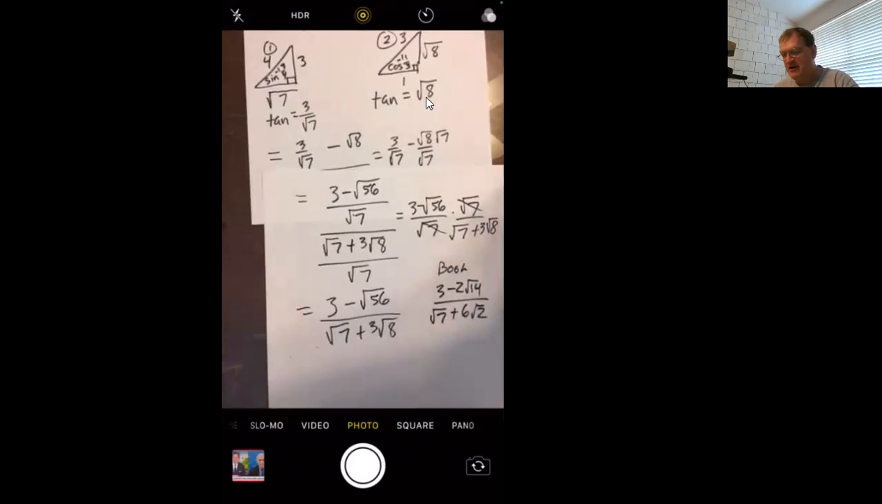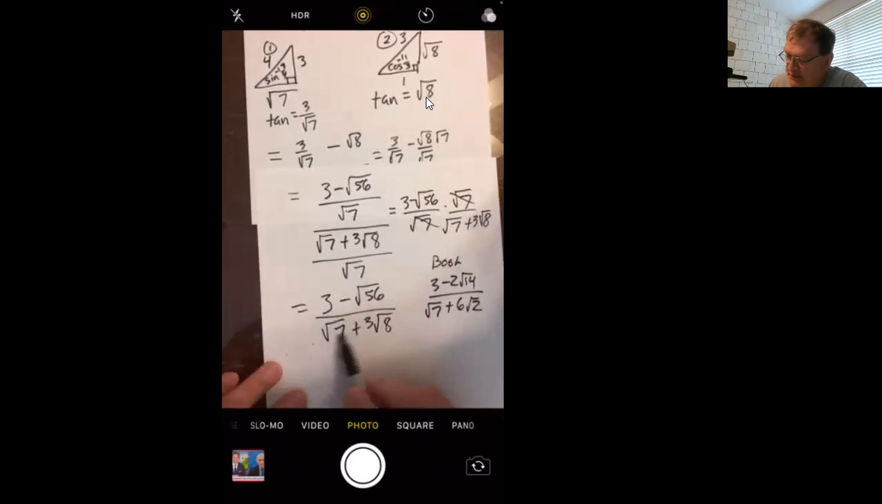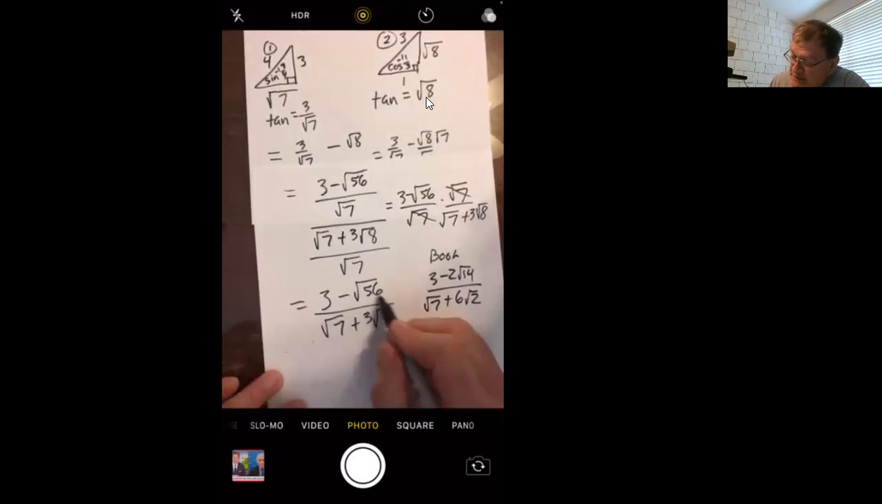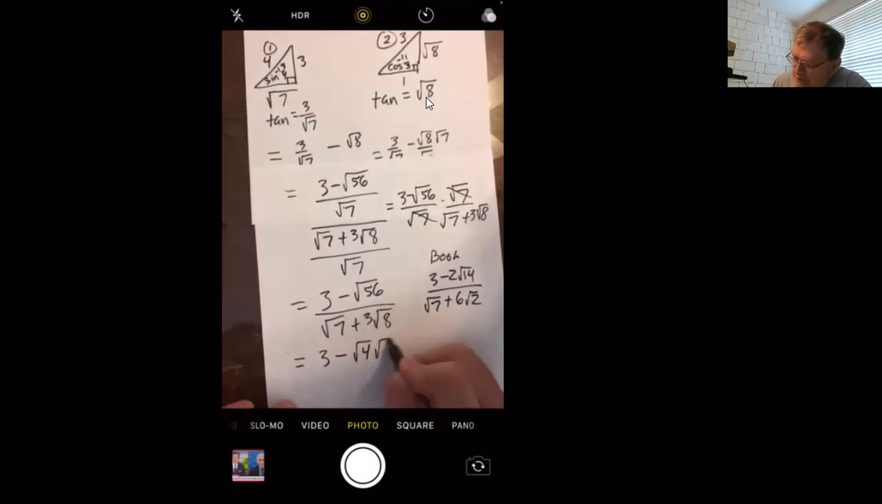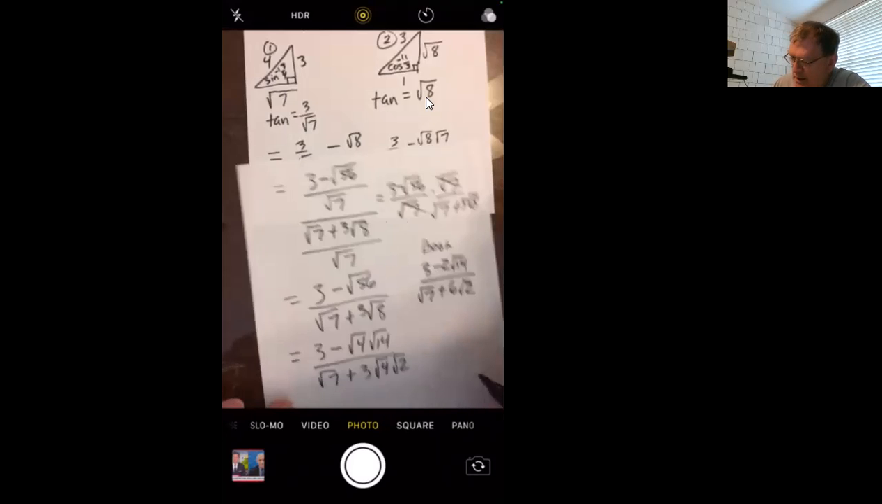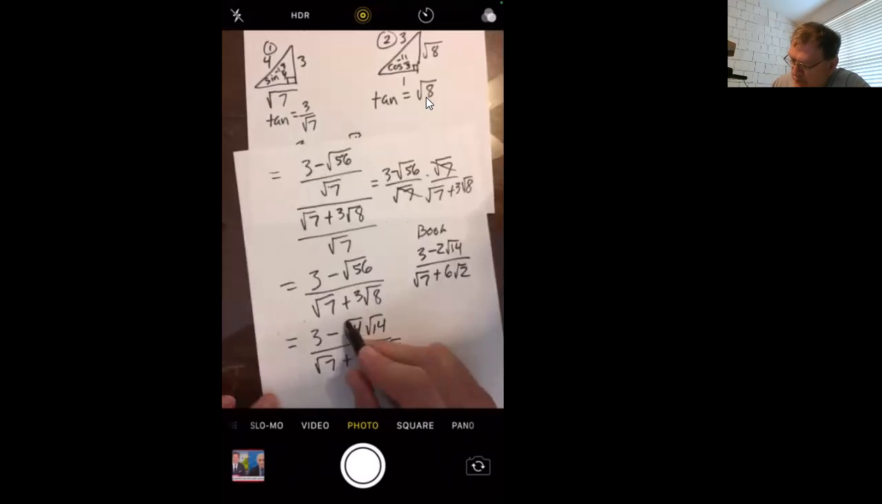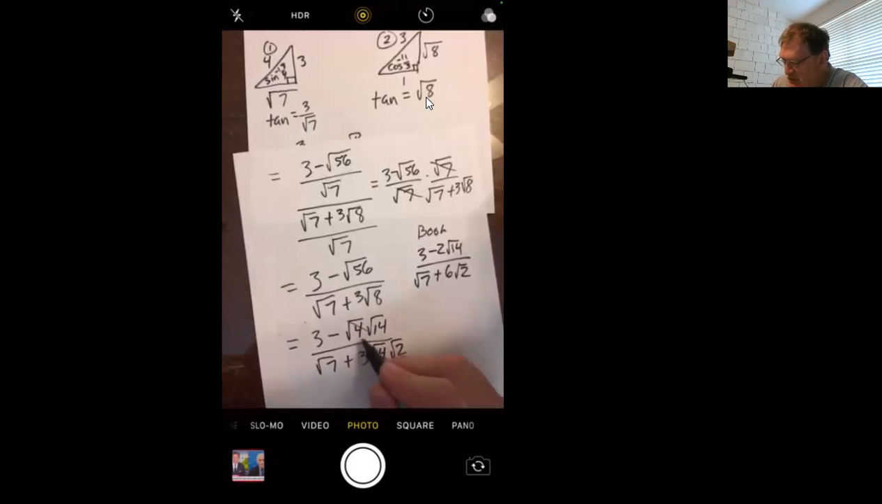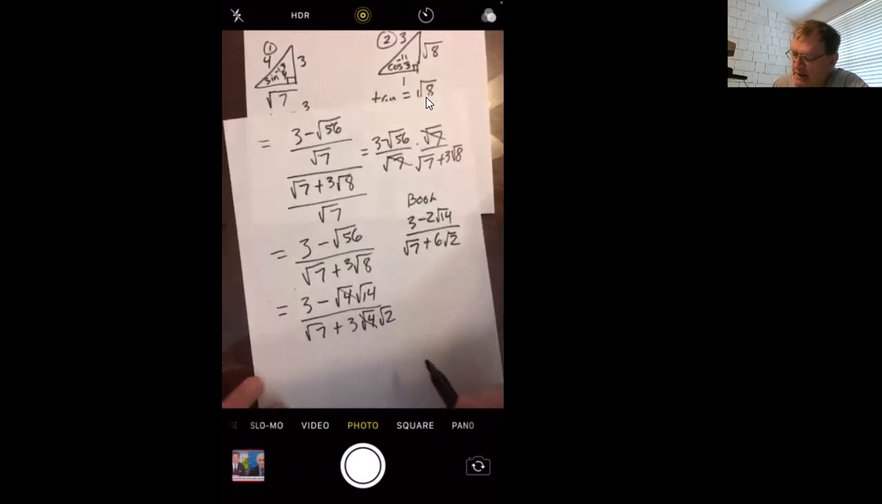Okay, let's see if I can get there. I got the 3 minus and I get the root 7 plus. So they simplified these roots. 3 minus, I believe you're going to have 4 and 14 there: square root of 4, square root of 14, 7 and 3, and root 8 is root 4, root 2. Well, there your root 4s cancel, which you could write down as 2s, but your root 4s right, they cancel.